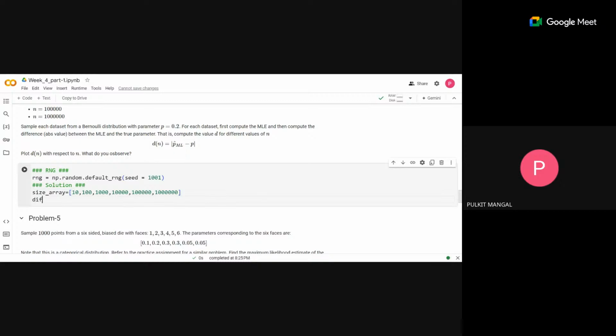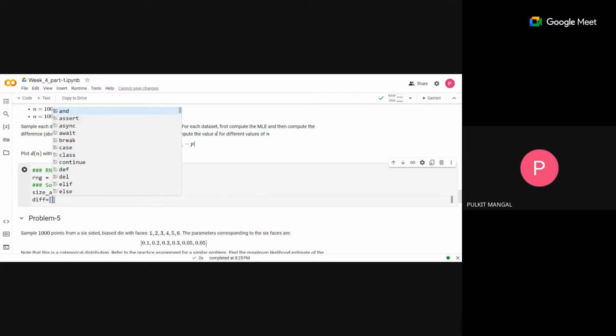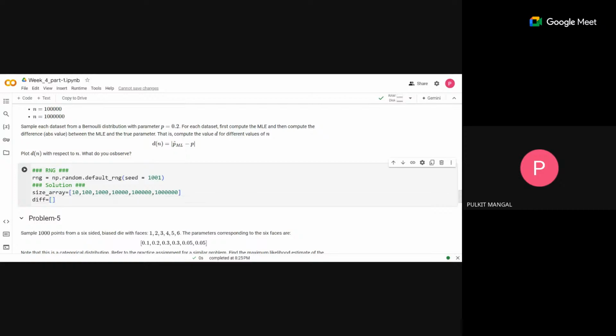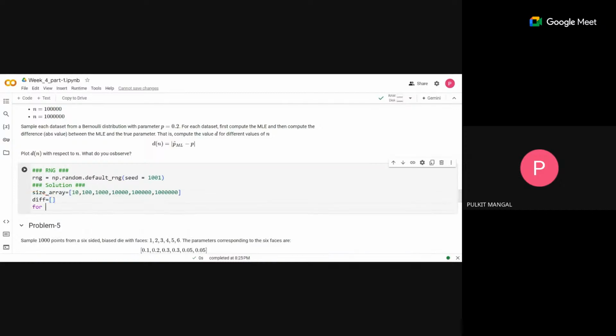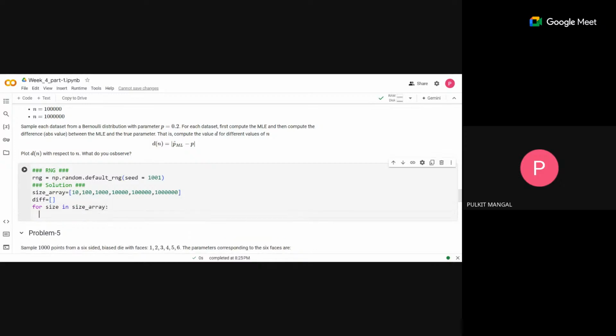Now the next thing I will create is diff, an empty list. What will it store? It will store this difference. Across each size, we will store the difference value between the original and the MLE that we calculate. We will store that difference in this diff list. So, let's say for size in size array, this will give me each size.